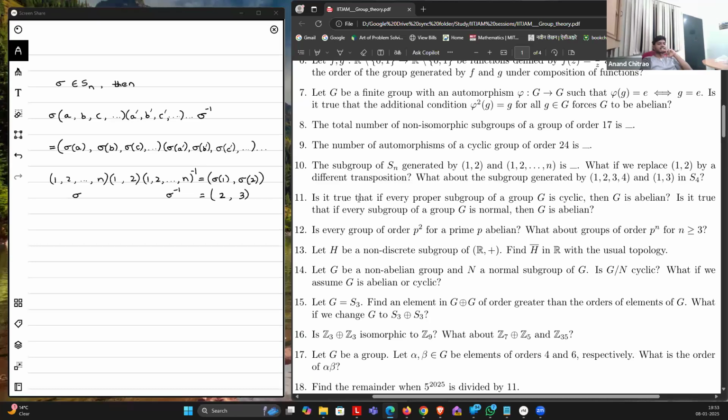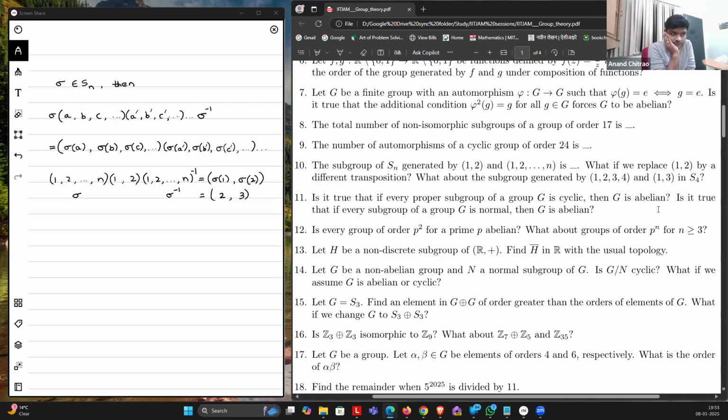Then 11th question. Is it true that if every proper subgroup of a group G is cyclic, then G is abelian? What is the answer? No, sir. Why? Quaternion group. Yes. So everybody knows what the quaternion group is? Please stop me if you don't know anything. It's okay to not know things. You have to stop me if you are not getting some things.